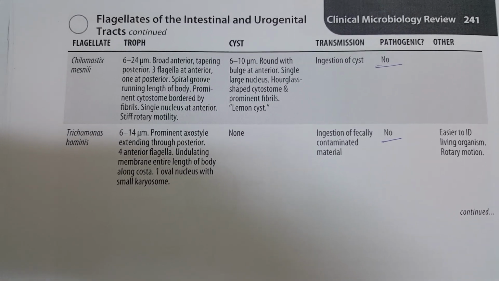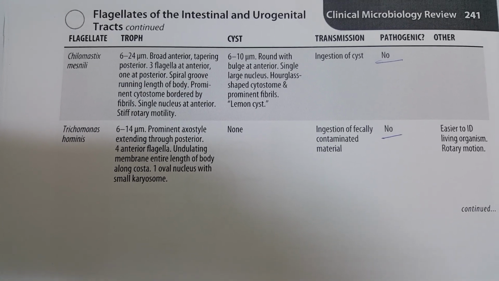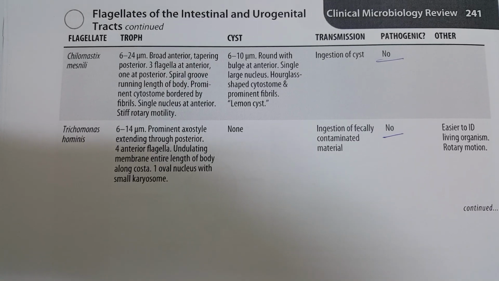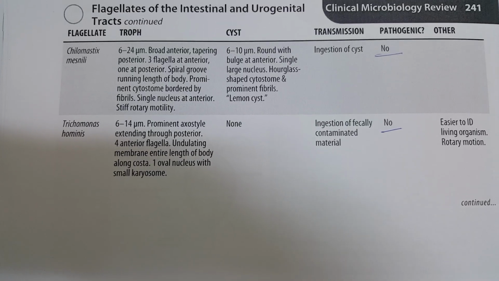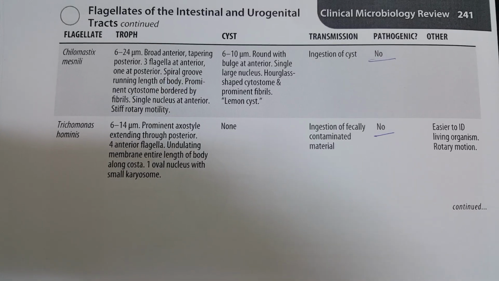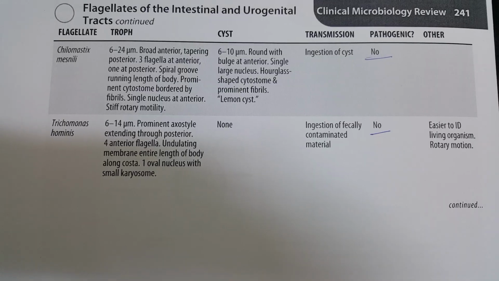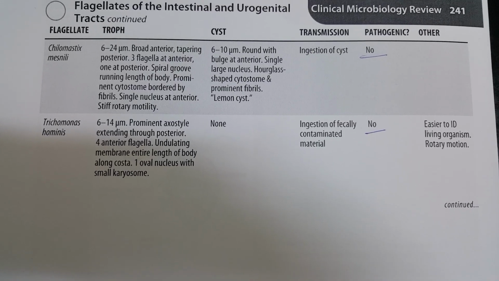Trichomonas hominis has a prominent axostyle extending through the posterior, 4 anterior flagella, an undulating membrane along the entire length of the body along the costa, and 1 oval nucleus with a small karyosome, and it doesn't have a cyst form. It is ingested by fecal-oral contamination, and it is not pathogenic, and is easy to identify as a living organism by its rotatory motion.